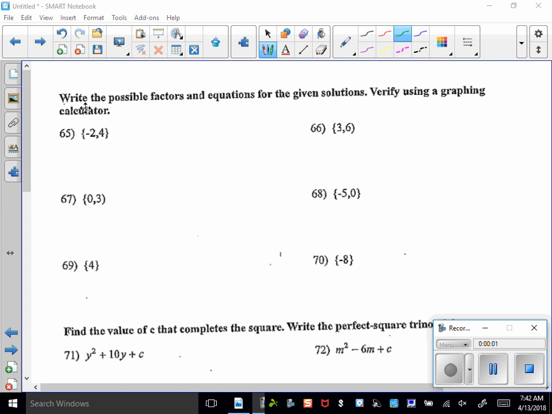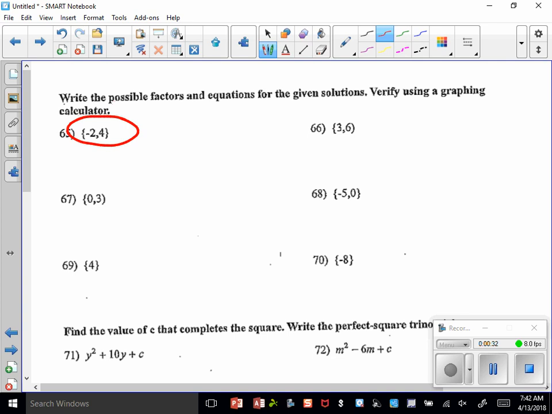You'll see it says write the possible factors and equations for the given solutions. So basically, in problem 65, for homework, when you were using the zero product property, you were finding these answers. You were finding the x-intercepts. So now they're giving you the x-intercepts, and you have to work backwards and say what were the factors and what was the original equation.